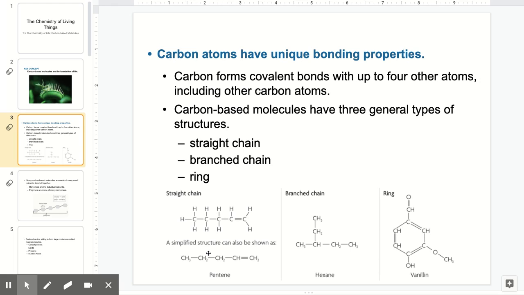Just looking at these different chemical structures, it seems a little complicated, but what I want you to focus on is these little lines just mean a bond, and in this case, covalent bonds. And this is the structure. So we need to be able to identify the different types of structures, and then from there, based on the structure, what type of carbon-based molecule it is. But that's in a little bit.